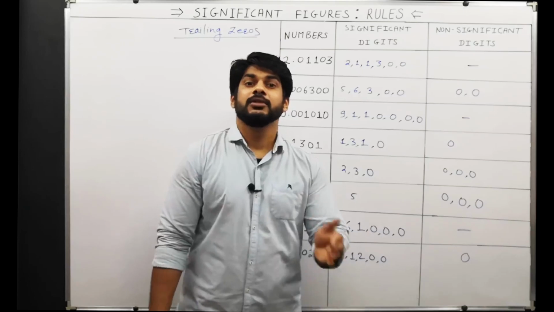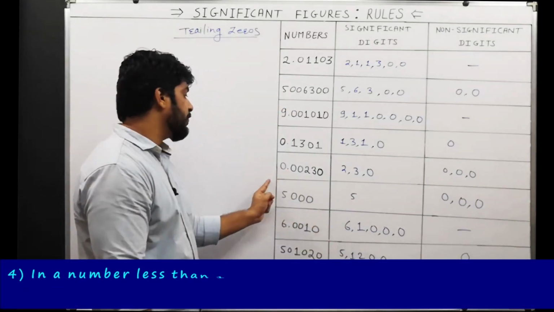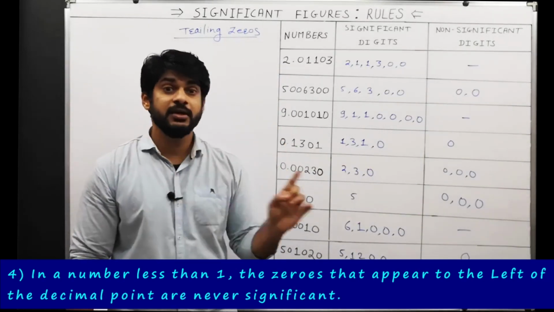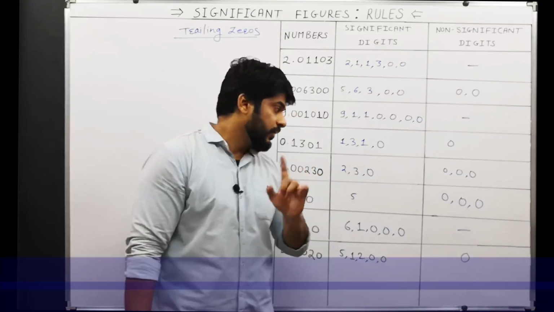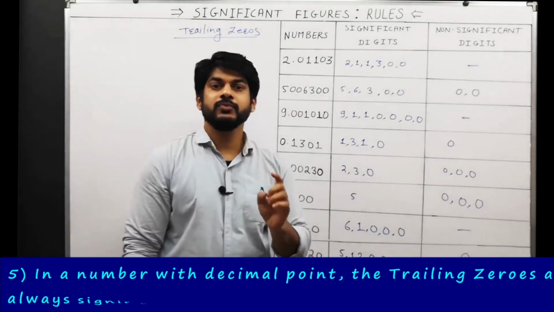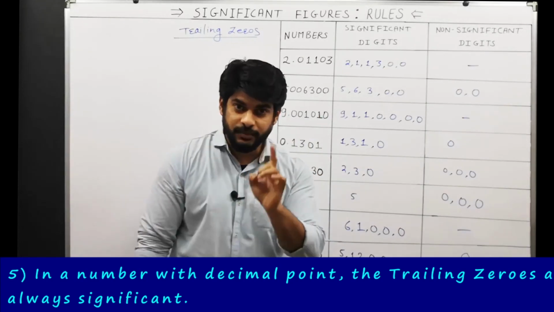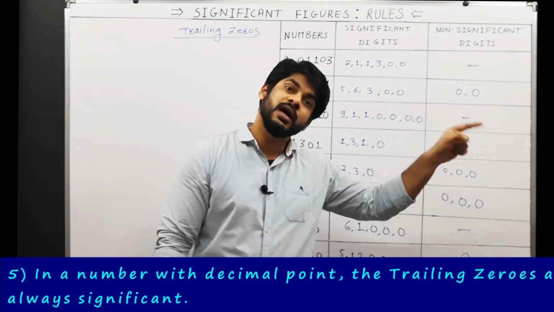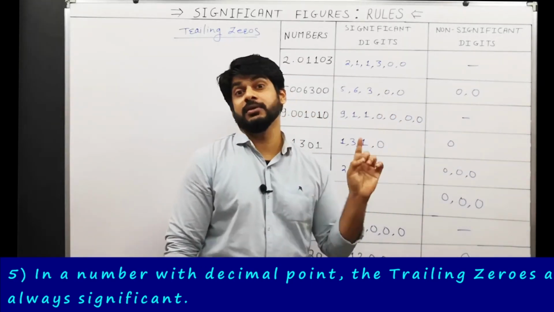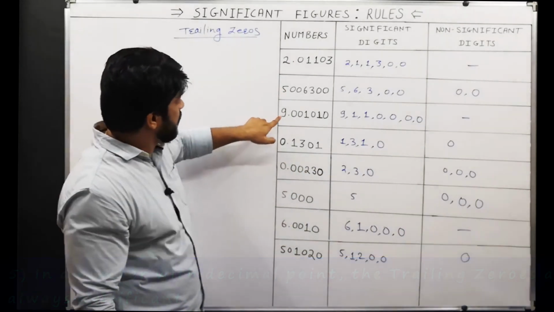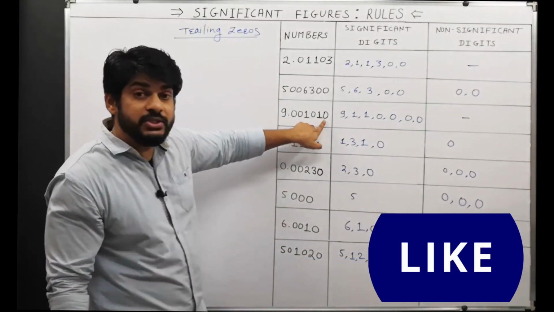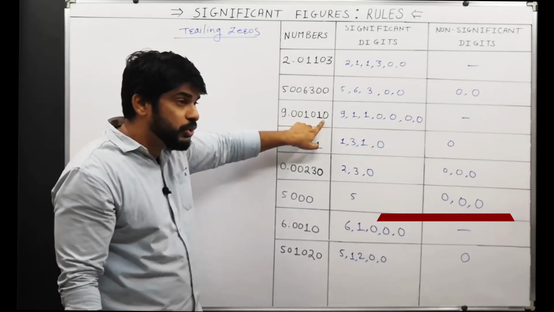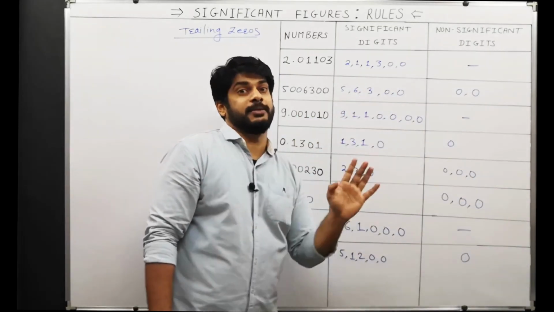The next one is that the zeros that appear to the left of the decimal point are not significant. The next rule says that in a number with decimal point, the trailing zeros are always significant, like this one. In a number with decimal point, the trailing zeros are significant. You know why this is significant? Because this zero talks about the precision of the instrument.